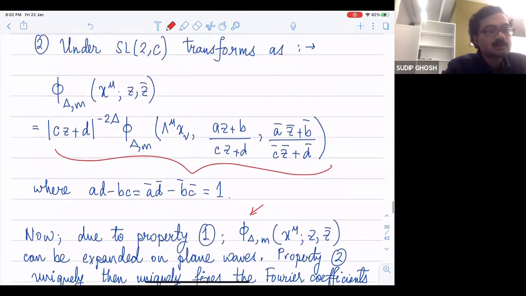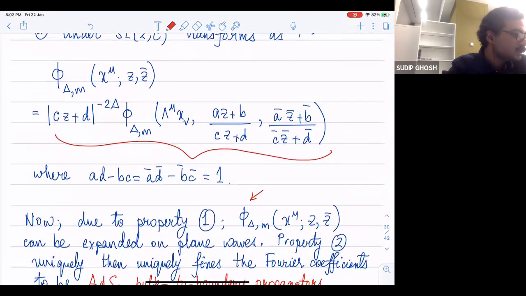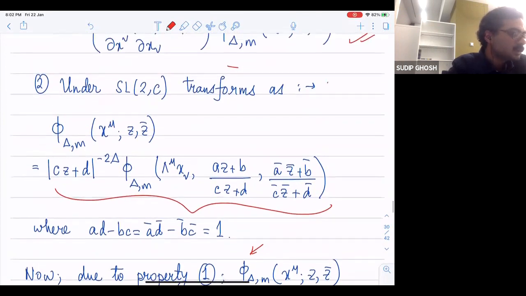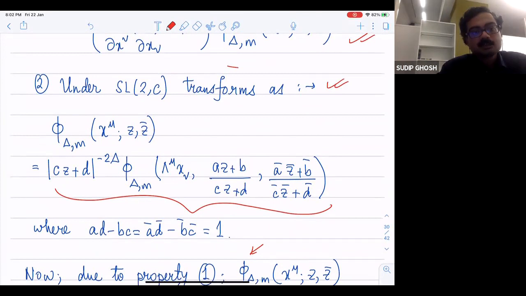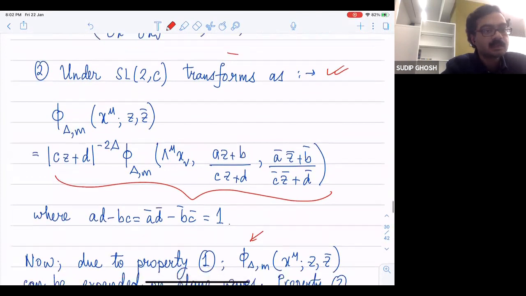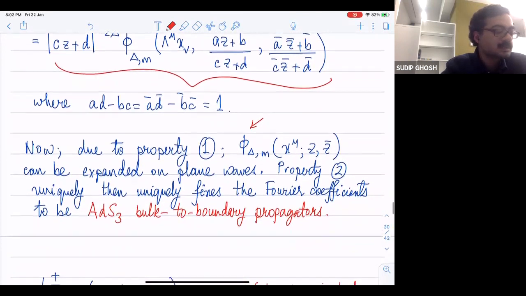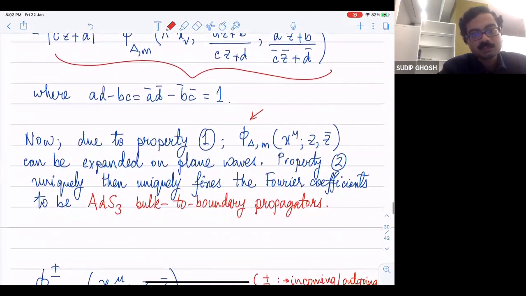And then we can use this property that this object has to transform covariantly under SL2C. So therefore, what should happen is that these Fourier coefficients should also transform covariantly under the action of SL2C. And that demand basically uniquely fixes what those Fourier coefficients can be. And these Fourier coefficients are actually given by the so-called bulk to boundary propagators.